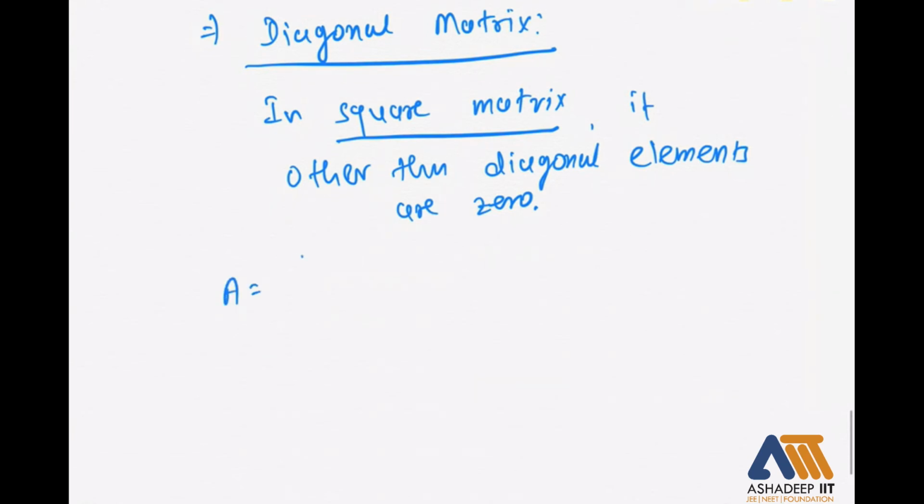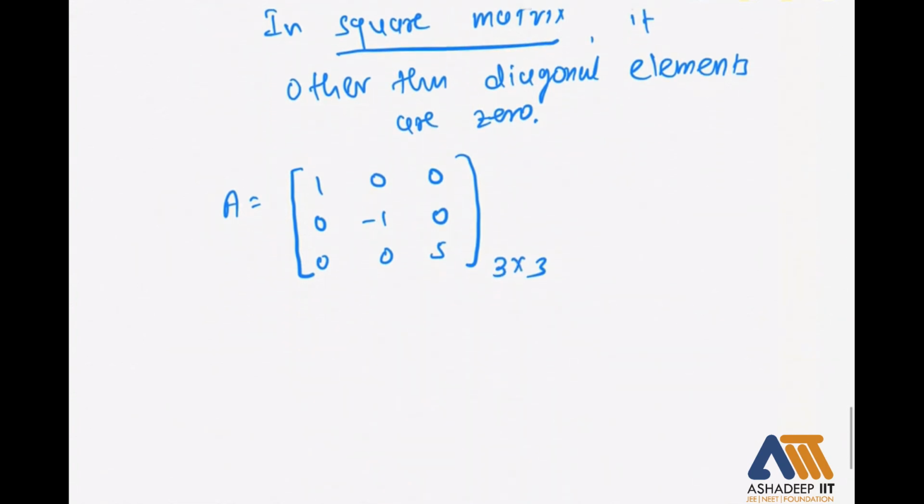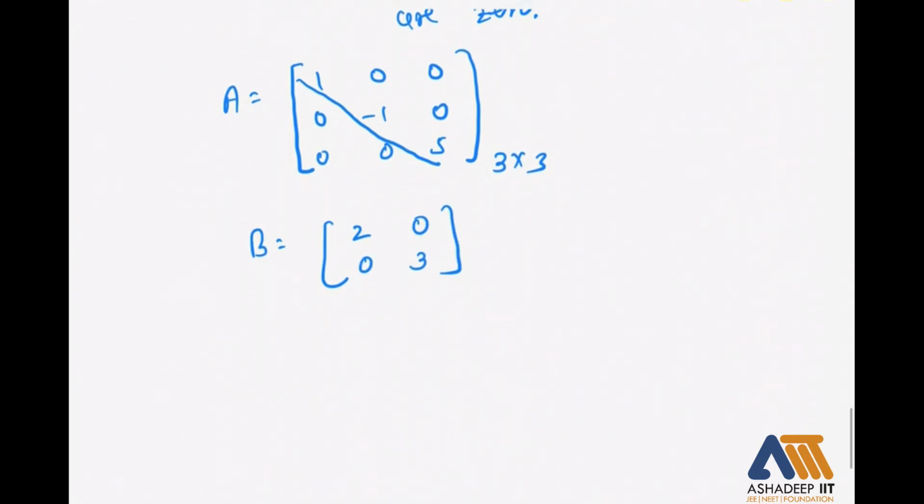For example, we consider a 3 cross 3 diagonal matrix. A 3 cross 3 matrix is diagonal if it is in the form 1 0 0, 0 minus 1 0, 0 0 5. This one is a 3 cross 3 matrix. Here diagonal elements are non-zero and remaining elements are 0. If we consider a 2 cross 2 matrix, 2 0 0 3.